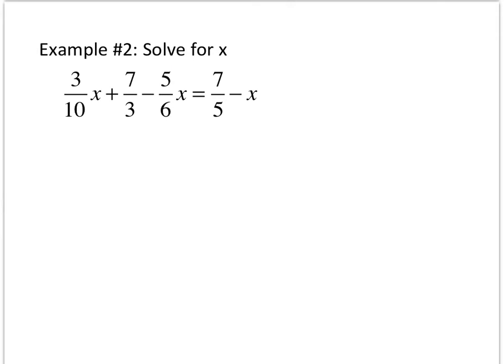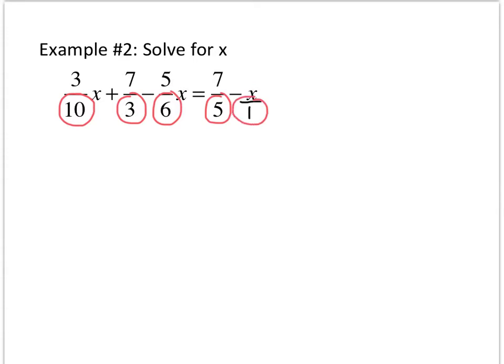In our second example, we see again that we have even more fractions this time, a total of 4 fractions that we have to deal with. So again, I'm going to first look at, well, how can I get rid of these fractions? And again, we want to look at the denominators. 10, 3, 6, 5, and there's actually nothing under the x, but I can always imagine that there's a 1 there if I want. And here are all my denominators.